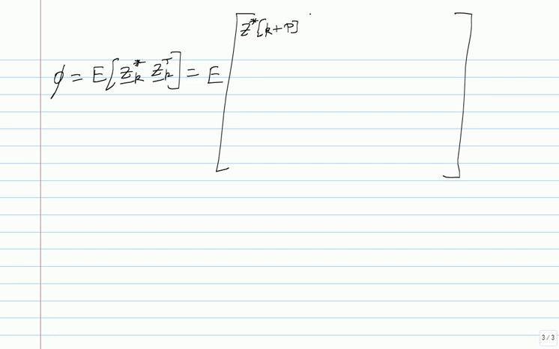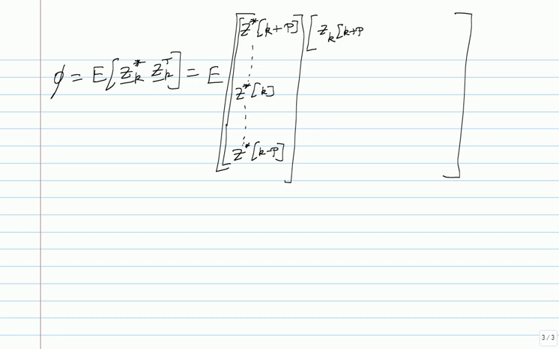My notation is going to get into trouble here, so I need another vector. This is z star k, z star k minus p, multiplied by z_k transpose. There are too many subscripts floating around, I just get confused. Is that okay?